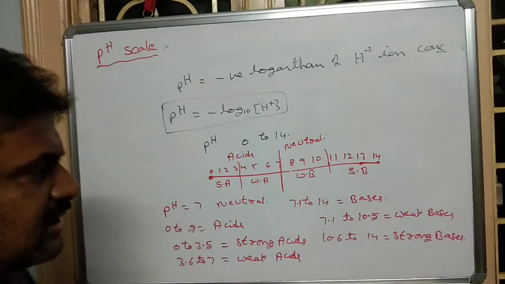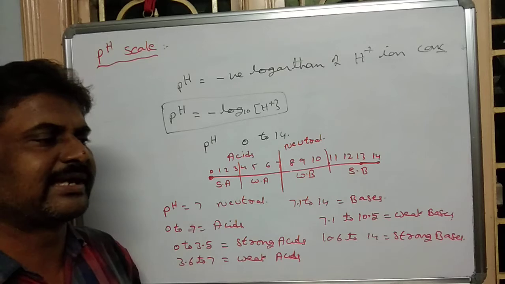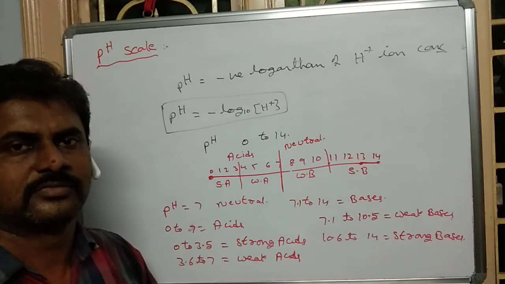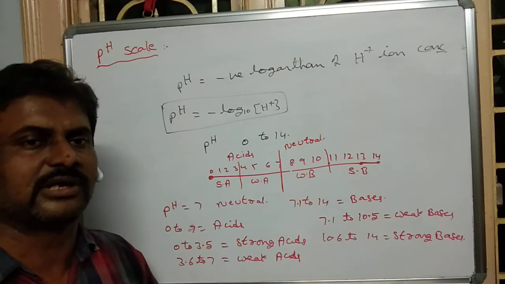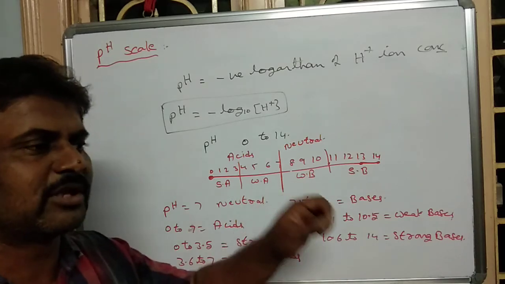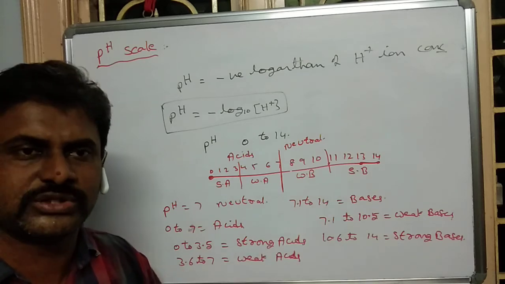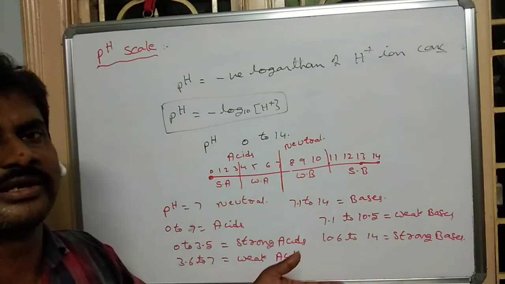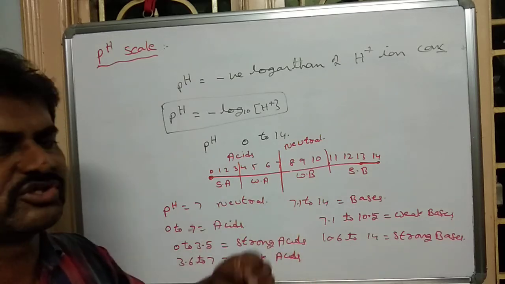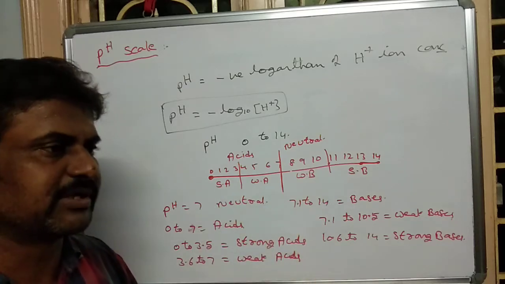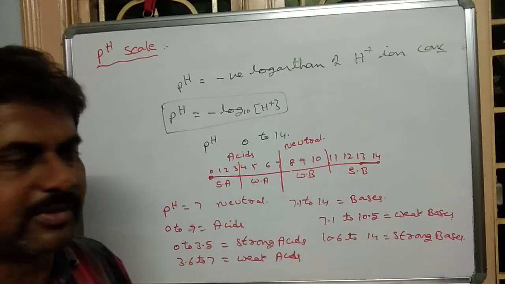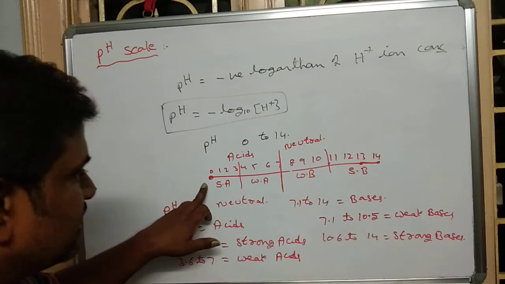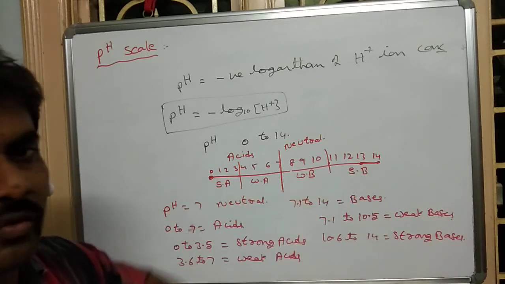Based on this pH scale, we can find the strength of acids and bases very easily. If you dip the pH paper in the given solution, it marks the reading. Based on the reading, we can say whether the given solution is a strong acid, strong base, weak acid, or weak base. Mainly the pH scale values are 0 to 14.